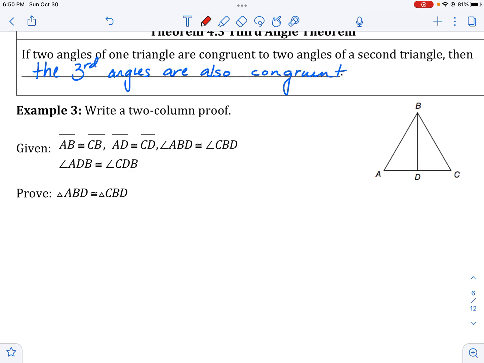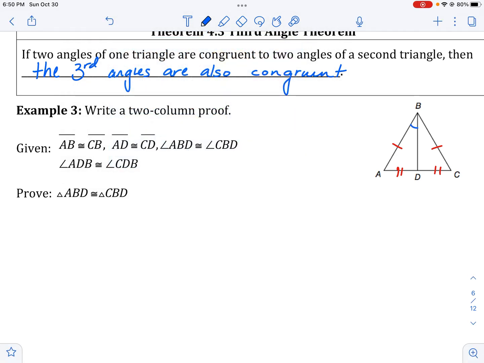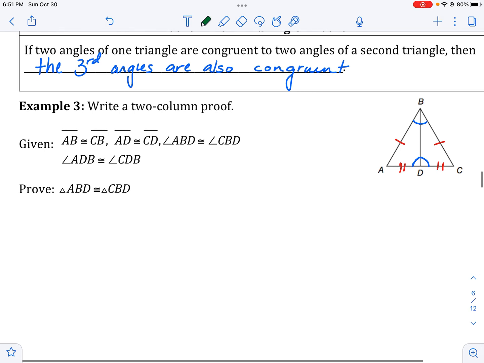And what was given? I was given that AB was congruent to CB. I was given that AD was congruent to CD. I was given that angle ABD, let me do that in a different color, ABD was congruent to angle CBD. And I was given that angle ADB was congruent to angle CDB. All right, so I was given all of that information, and I need all three sides and all three angles to be congruent. So let's take a look at what is it that I still need.